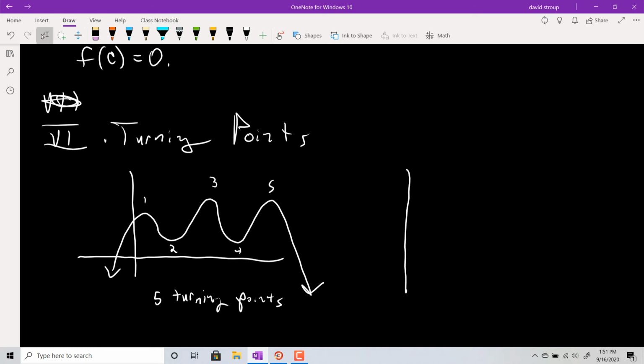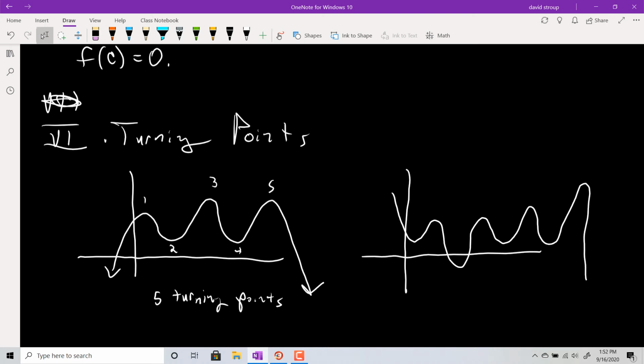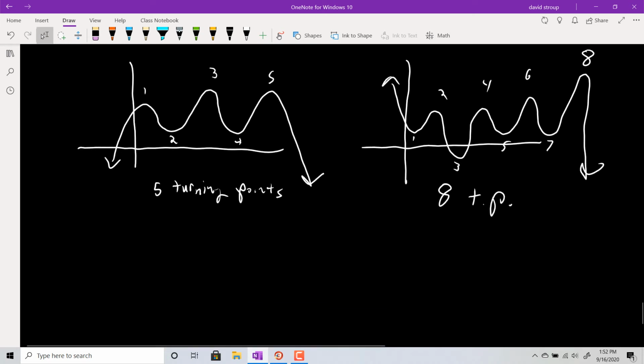Okay, let's look at another. How about this guy? This guy has 1, 2, 3, 4, 5, 6, 7, 8 turning points. I'll just abbreviate that TP. Okay, so can we tell how many turning points a function, or a polynomial rather, will have just by looking at it? Kind of.